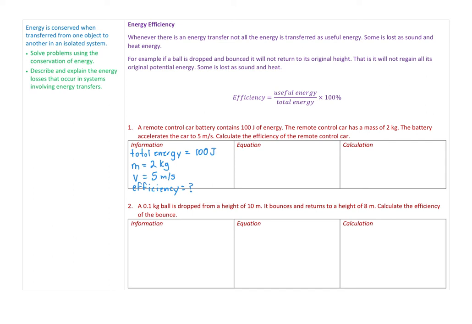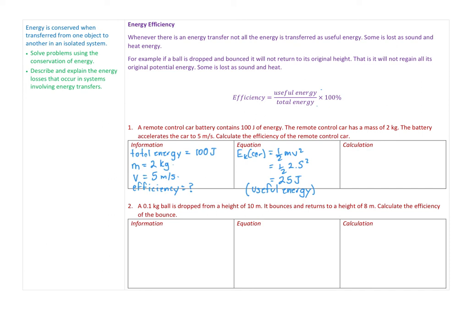So if we look at this formula here, well, we know the total energy available is 100. The useful energy, we don't know, but we know the mass and the velocity. So we can actually work out the useful energy, because the useful energy is how much kinetic energy the car got. So the kinetic energy of the car is equal to 1/2 mv², which is equal to 1/2 × 2 × 5². 1/2 × 2 = 1. 5² = 25. So that would be 25 joules of energy. So that equates to the useful energy that the car obtained.